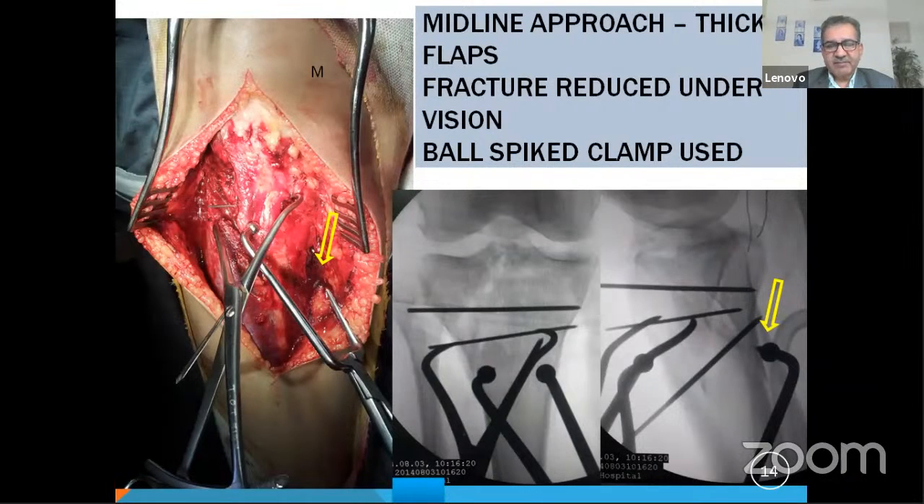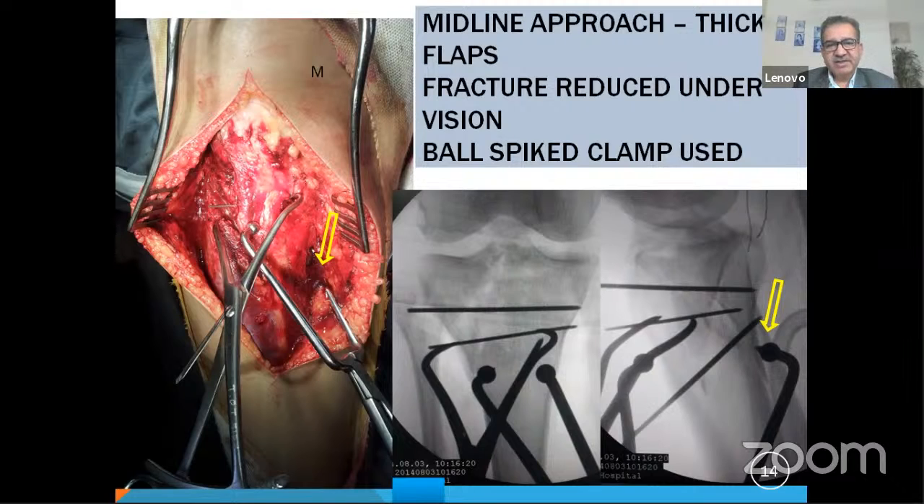And then the first step, you go medially. And just below the pes anserinus, you feel the posterior medial border of the tibia and remove any soft tissue or any periosteum which is interposed in between the fracture fragments. And then you reduce it first. That is the first step. You reduce with the ball spike clamp that Dr. Vijay sir was just discussing.